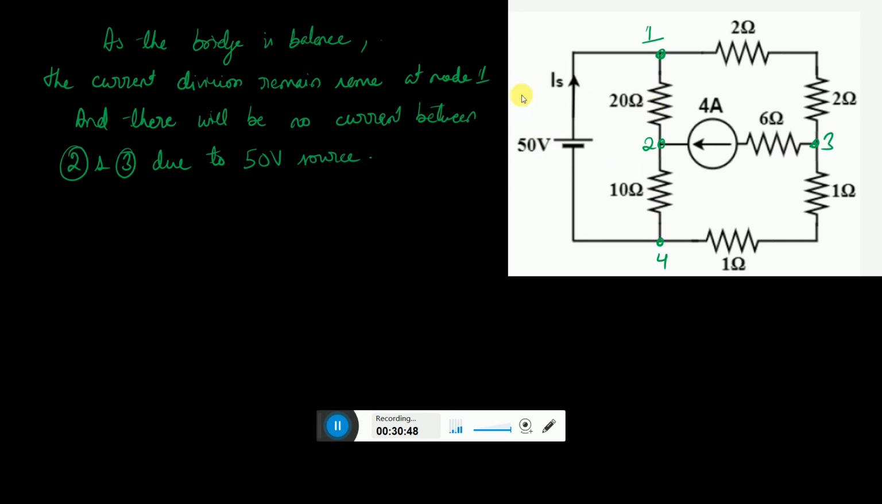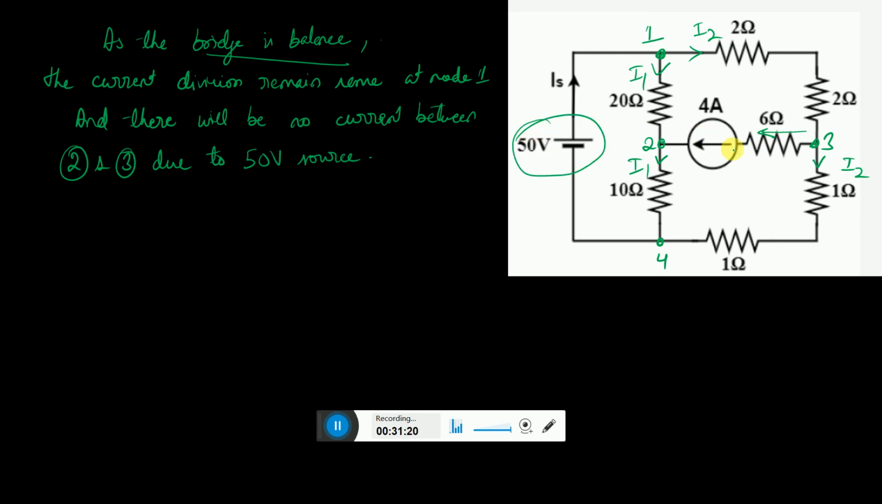We are saying that the bridge is balanced. What is the meaning of balanced here? Once there is a division of current at node 1, the same division remains at nodes 2 and 3 also. If this current is I1, the current over here will be I1, and if this current is I2, the current over here will be I2, and there will be no current in this network because of this 50 volt source.